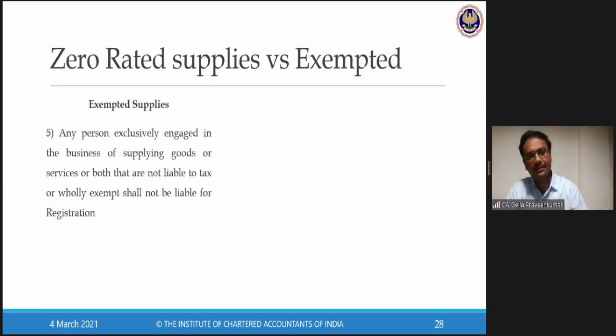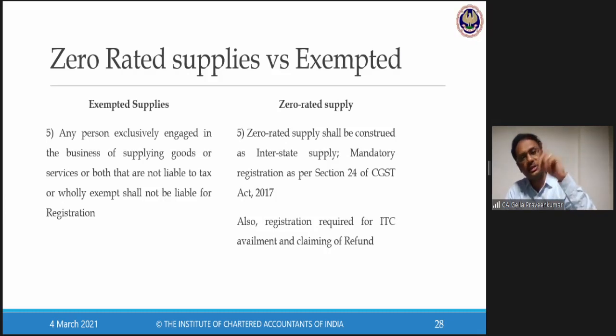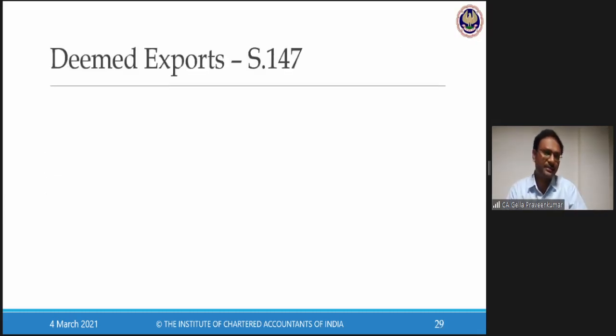In relation to exempt supply, any person who is dealing with exclusively exempt supply is not required to register. Zero rated, section 24, compulsory registration.